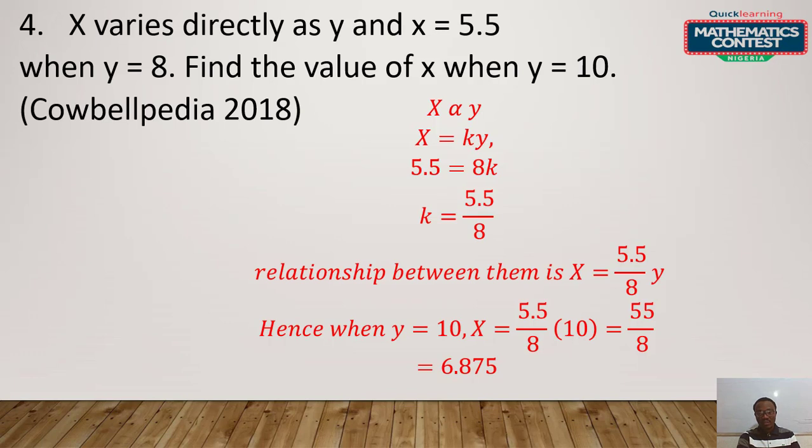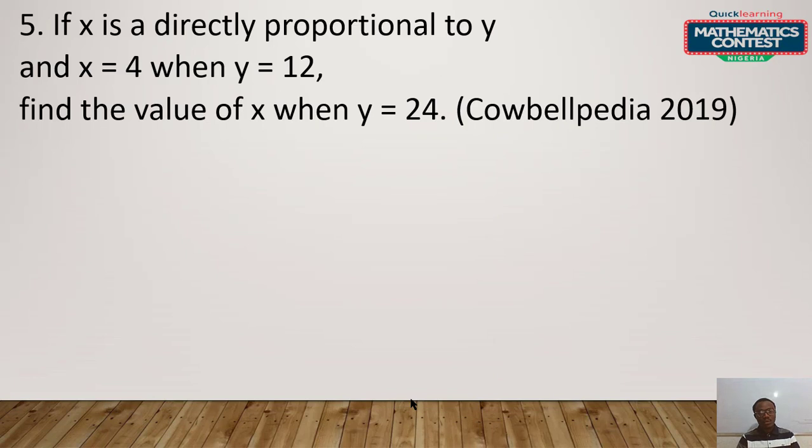So 5.5 times 10 will give us 55. Then divided by 8 will have 6.875. You can actually keep the answer as a mixed number. So that is for number 4. So number 5: if x is directly proportional to y and x is 4 when y is 12, find the value of x when y is 24.